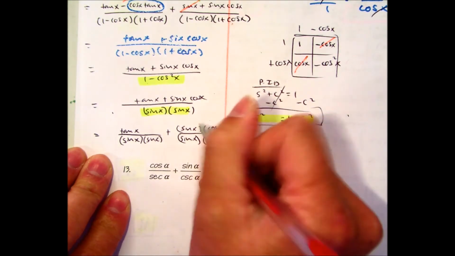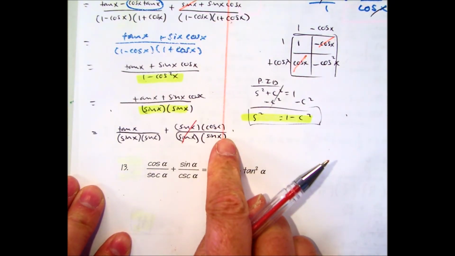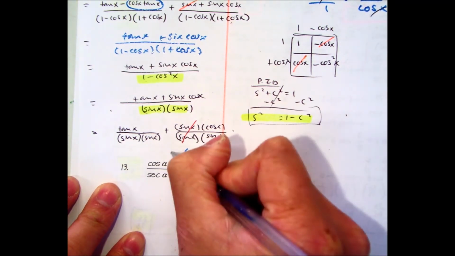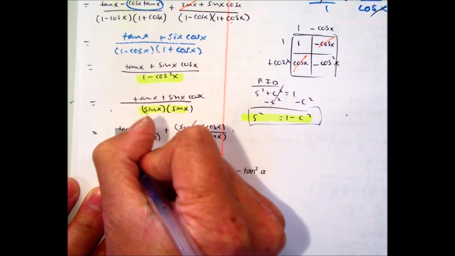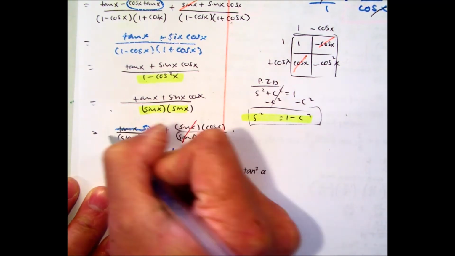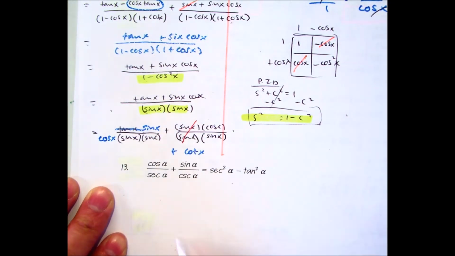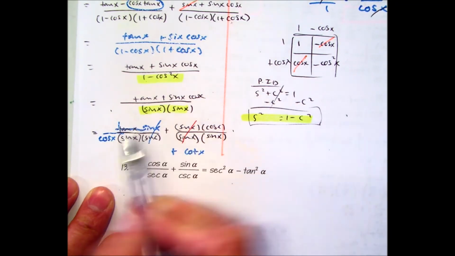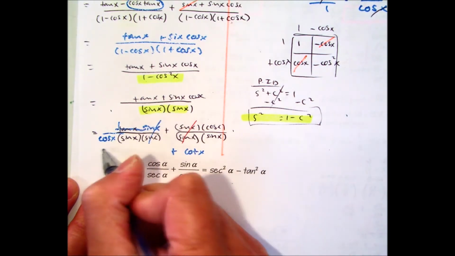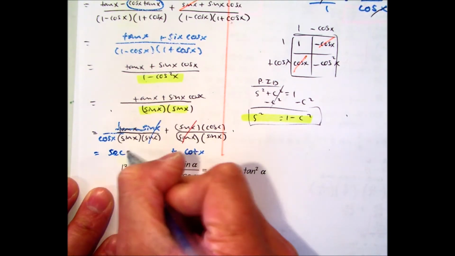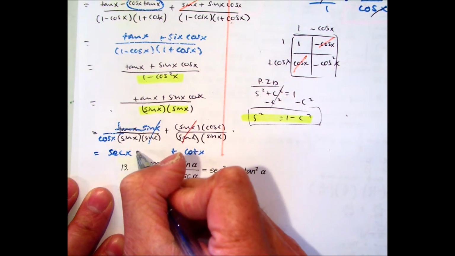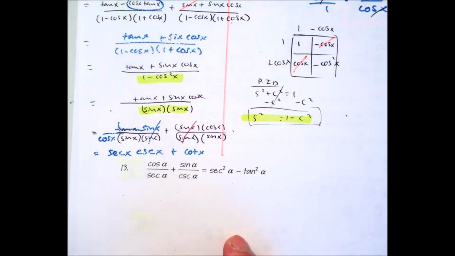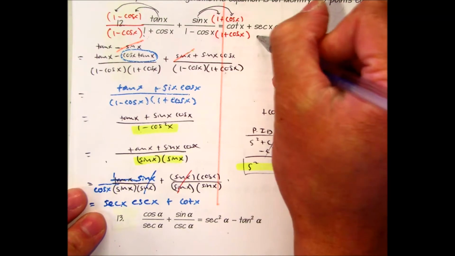I can cancel out my sines. Cosine over sine becomes what? Cotangent x. Tangent is really sine over cosine, yes? And these will cancel, and I'm left with 1 over cosine. 1 over cosine is secant x, and 1 over sine x is cosecant x. And then that's what I was trying to prove.